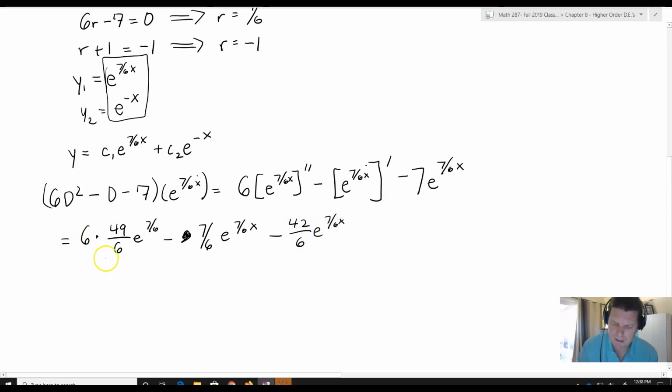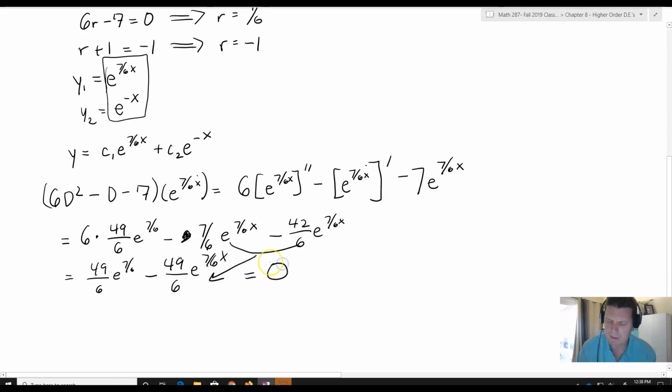Okay, this first term is going to end up equaling 49 over 6 e to the 7/6 x. And these other two terms are going to be equal to negative 49 over 6 e to the 7/6 x. When we combine these, they're going to equal 0. All right, so check. That is a solution to that differential equation.